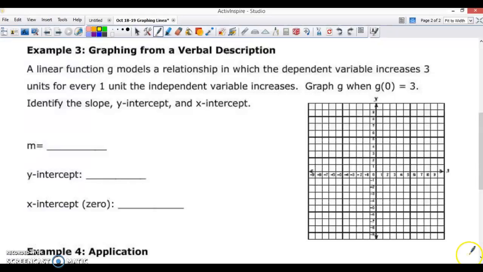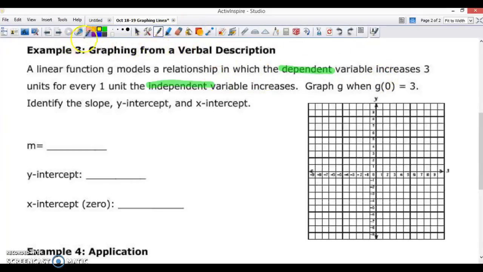A linear function g models a relationship in which the dependent variable, that's an important key word there, so I'm going to highlight that, increases 3 units for every 1 unit the independent variable increases. Graph g when g of 0 equals 3. Identify the slope, y-intercept, and x-intercept. Well, let's start with the y-intercept first, because I have a piece of information here.